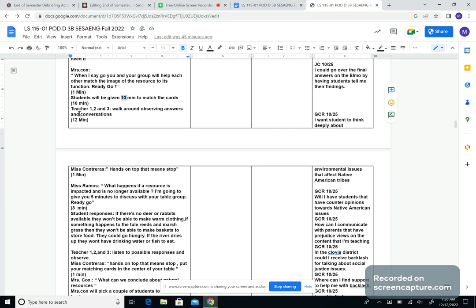So we had teachers 1, 2, and 3 walk around observing answers and conversations. So I want to touch on this part really quick. We were in line with what the teacher does during the exploration part. We observed and we listened to the students' reasoning behind their choices. We walked around, and the video shows us walking around and engaging in conversations with the students, asking them how they came to pair up the image to the other image.